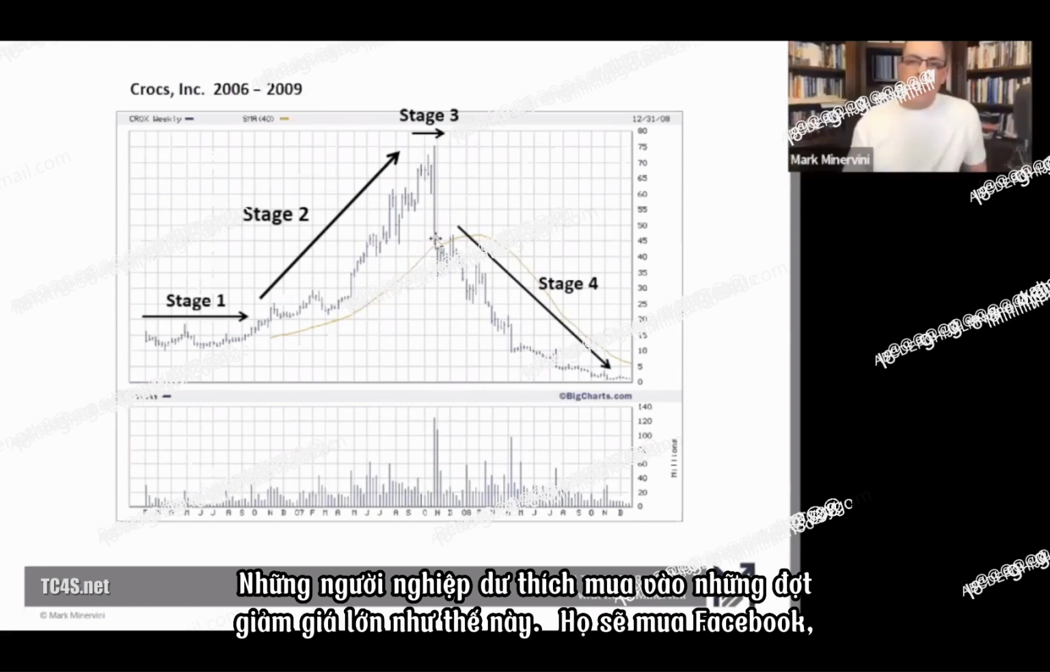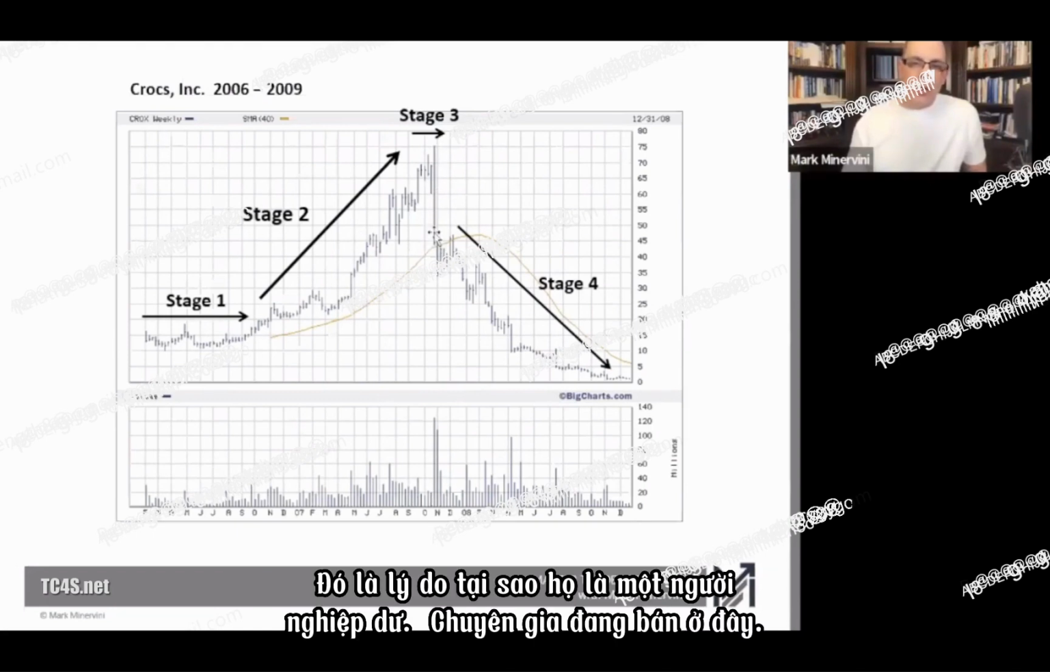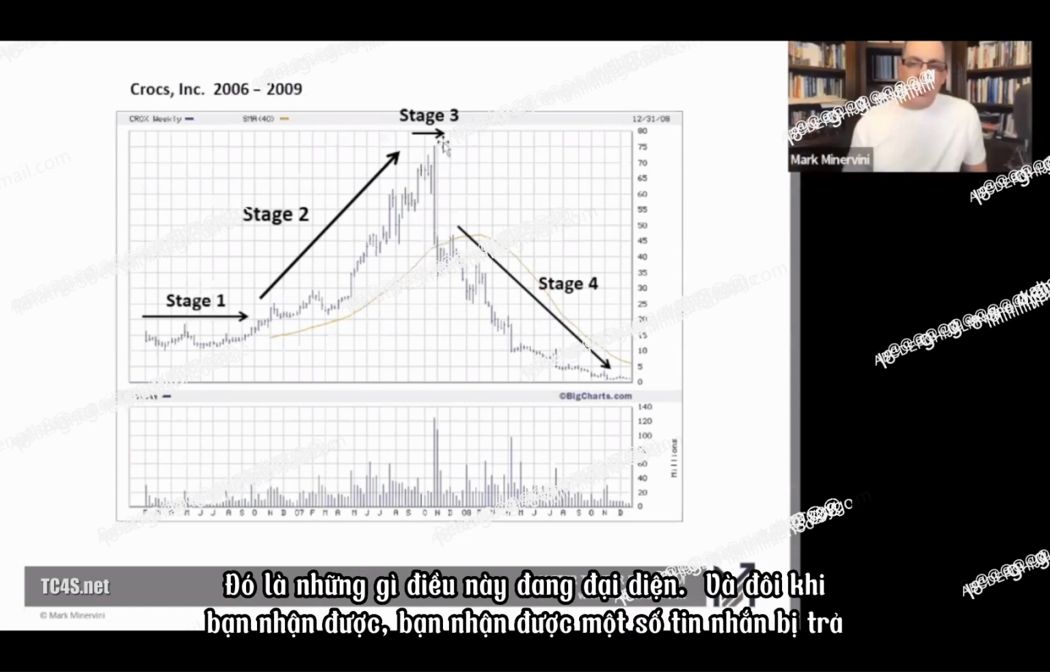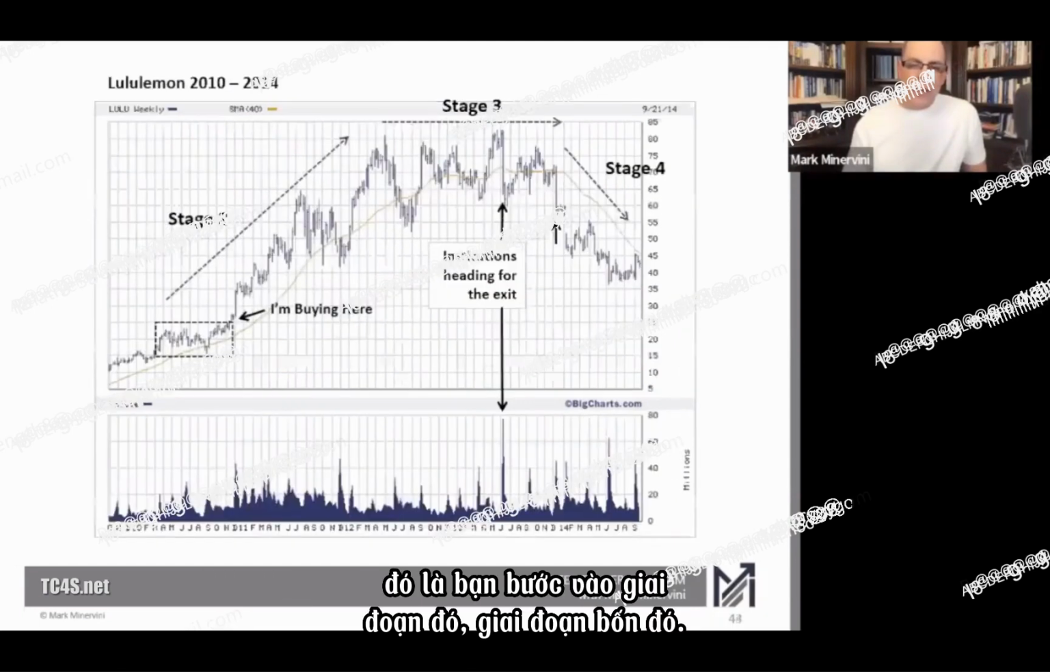They'll buy Facebook, they'll buy Amazon, they'll buy Microsoft, Google on a big break like this. That's why they're amateurs. Pros are selling here. That's what this is representing. And sometimes you get some bounces, you get some oversold bounces, but these are big sell signals. You're entering that stage 4.